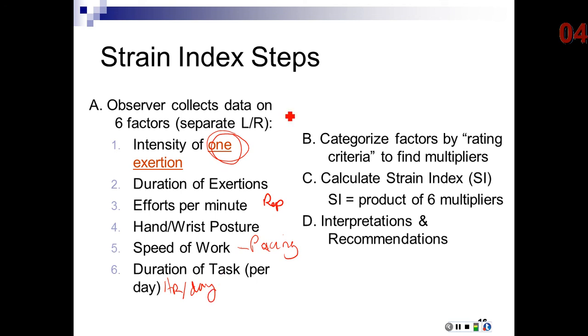Something else to note, you're looking at these 6 factors on the left lower arm or the right lower arm. So left or right, you're looking at the sides of your body separately. You're not mixing and matching, you're looking at each one, and oftentimes we only look at the dominant hand to find the exposure level.